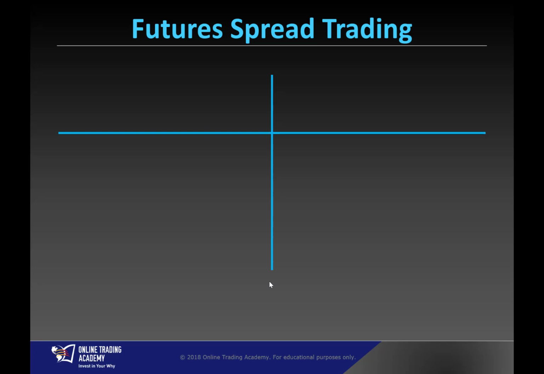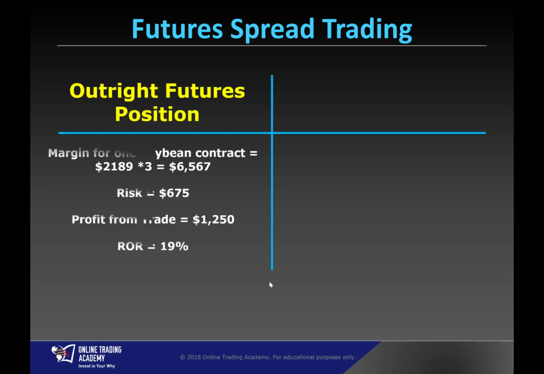So comparing the two, if you just simply did the outright position like the traders did, they put down a deposit of $6,567. However, they had risked $675 to take that position. The profit that was taken was $1,250, so a rate of return of 19%, which is pretty good.